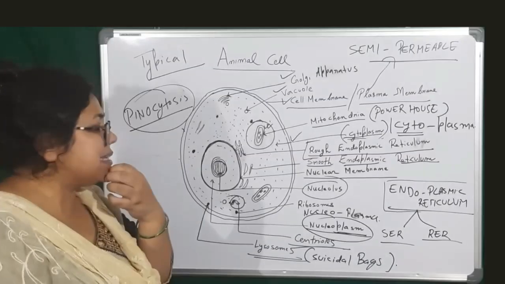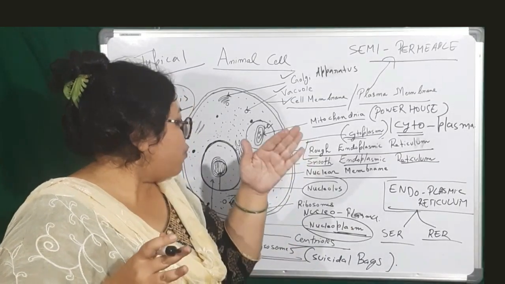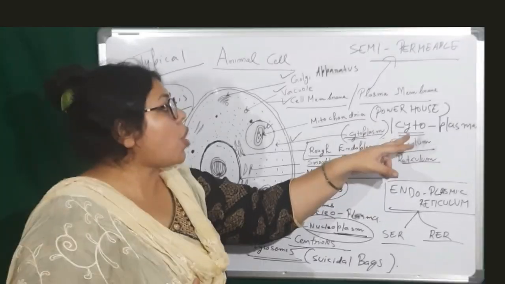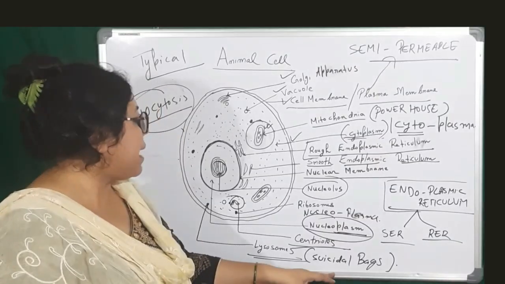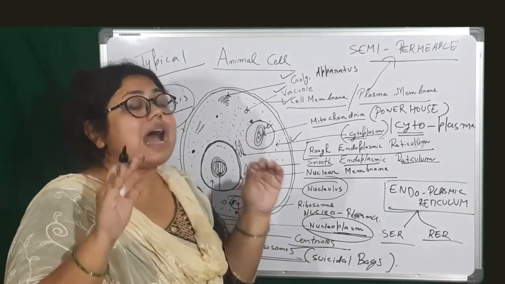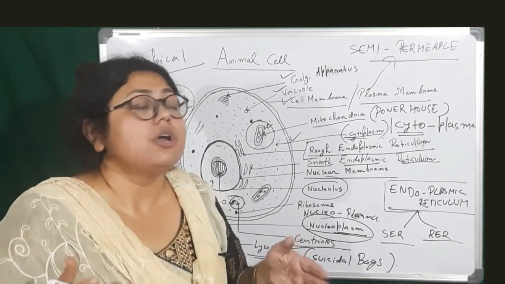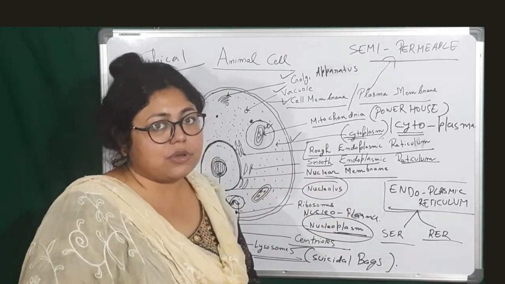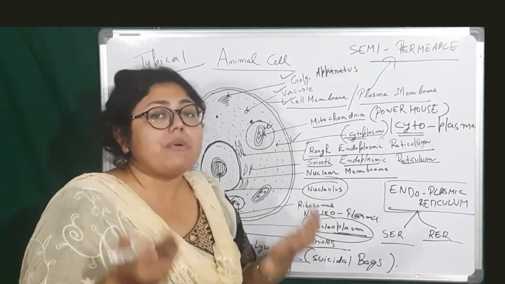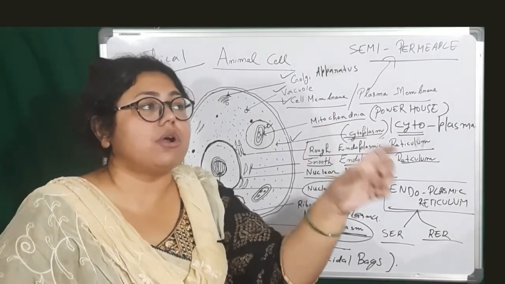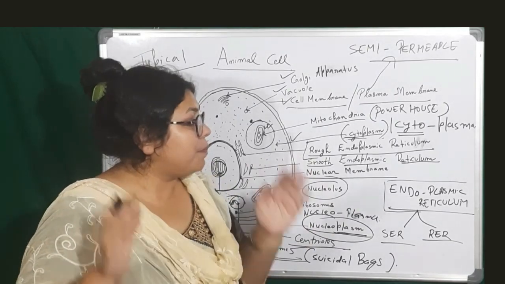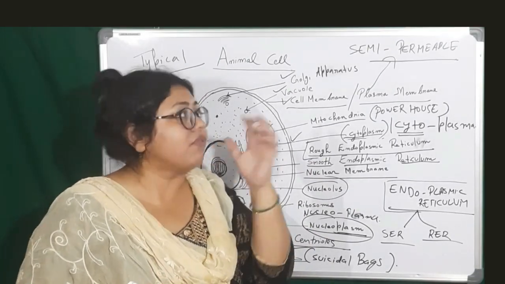Also go through the common names like powerhouse, suicidal bag, master unit, and hereditary unit. These are other common names used for these cell organelles. Also note which one is the semi-permeable membrane. These common names sometimes come in your exam, and people often get confused. So please make a determined and clear idea of the animal cell.